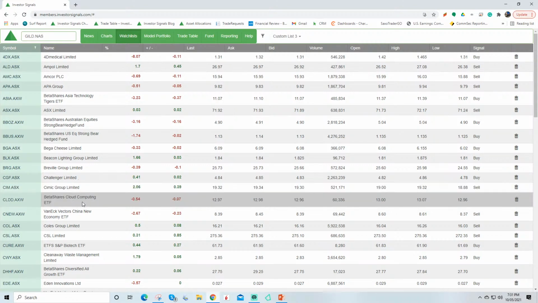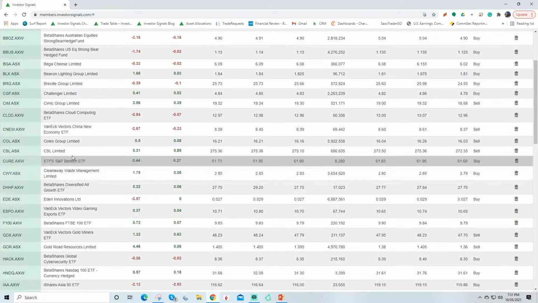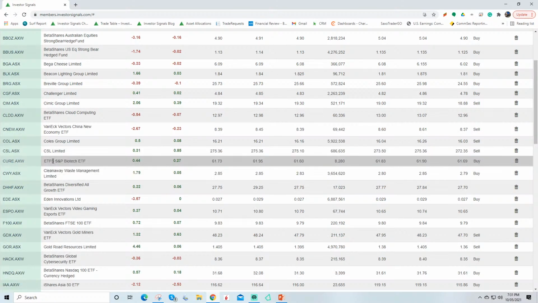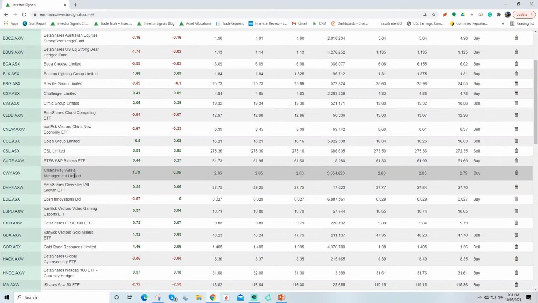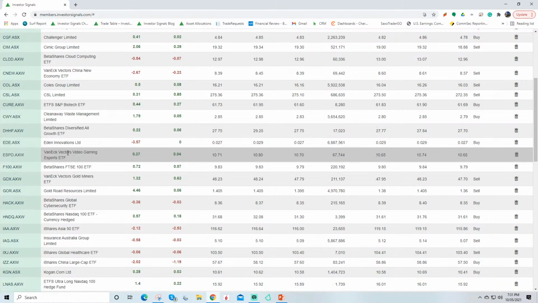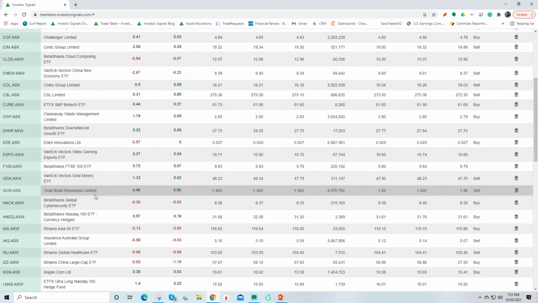The cloud computing ETF, we think that trades lower, so I'm not doing too much there. The CNU we traded out of in favour of the IVV. Coles we've covered. So this Cure ETF, we continue to buy that. Cleanaway we have taken profit on. The video gaming ETF, we're leaving that for the moment. Gold Roads continues to perform well. This is up from 110 to now pushing 140. We continue to hold that.